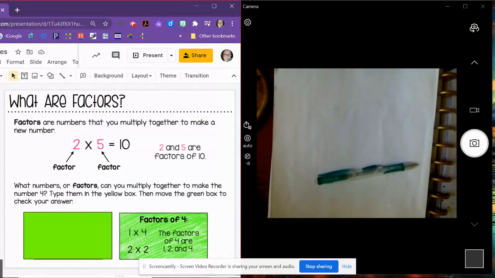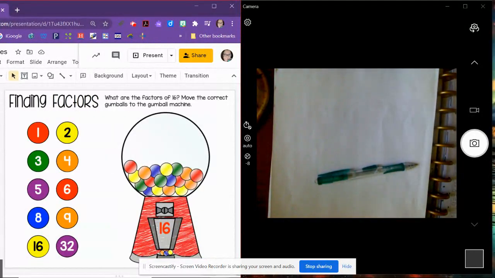They're numbers that you multiply together to make a new number. So for example, here we have 2 times 5 equals 10. The 2 and the 5 are the factors, and the 10 is a multiple of both 2 and 5. A multiple is just another answer for a product, or an answer to a multiplication problem. So what numbers or factors can you multiply? We already talked about that, so I'm going to skip over that.